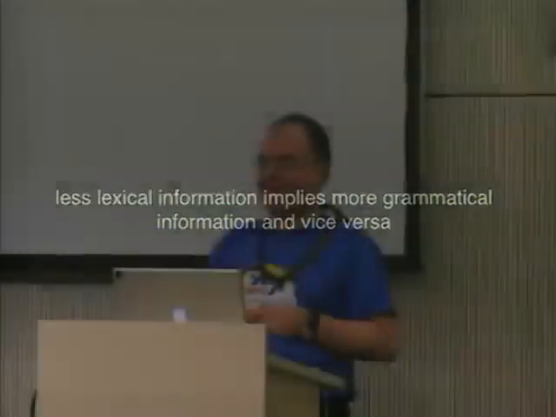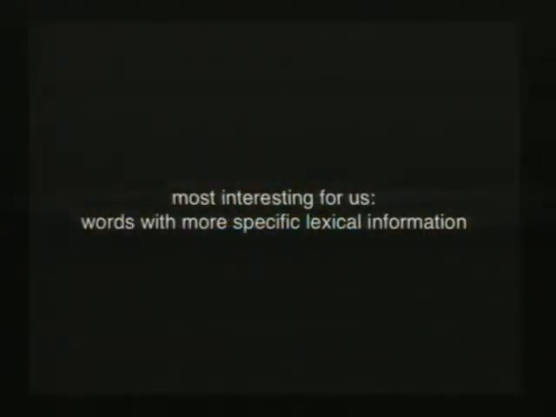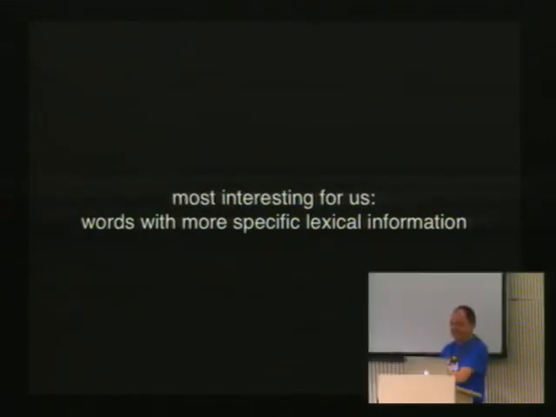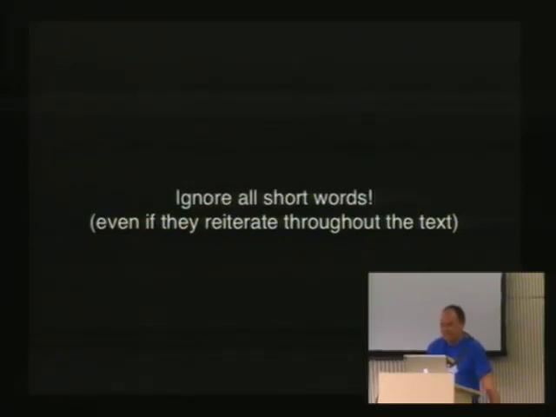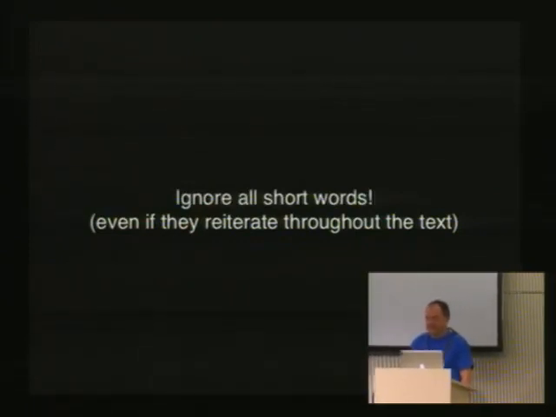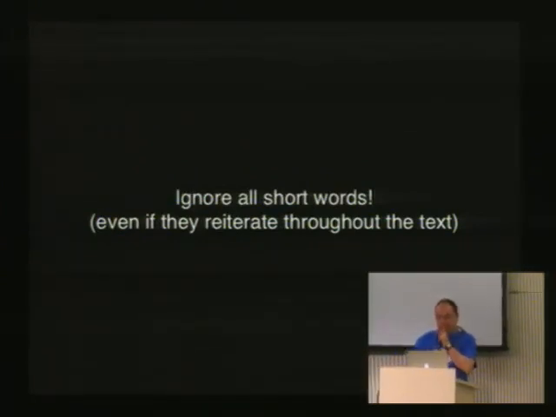So what does that mean for our task of getting to know what a language is about? Most interesting for us are words with more specific lexical information, because they get us farther, and so we can ignore all short words, even if these short words are reiterated throughout the text. And that's a good thing for us, and that's how we can get at least some information about a text. I will demonstrate that with a text in Roman script.